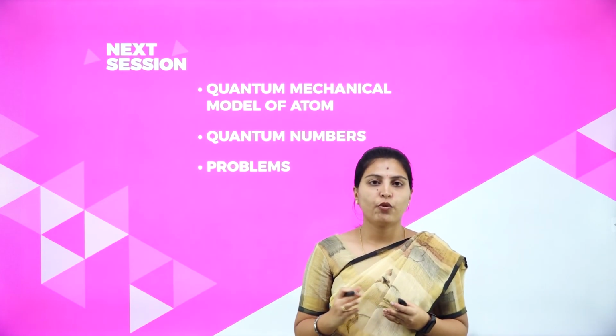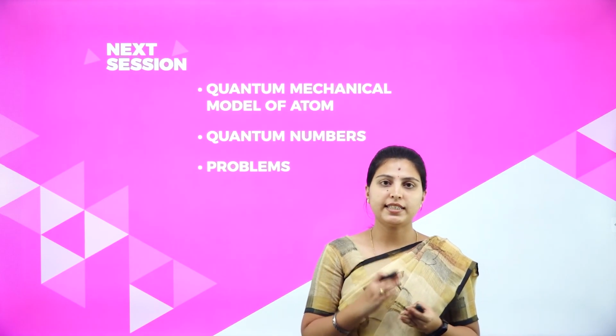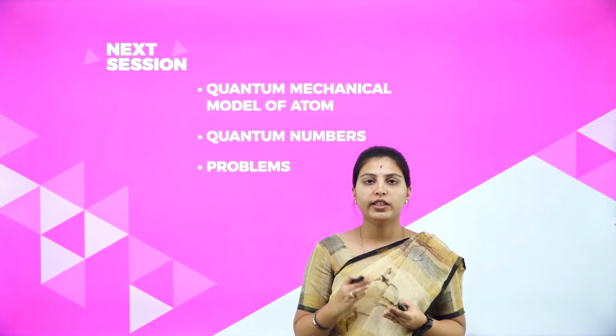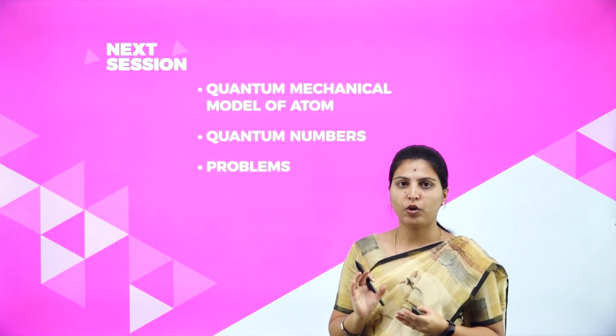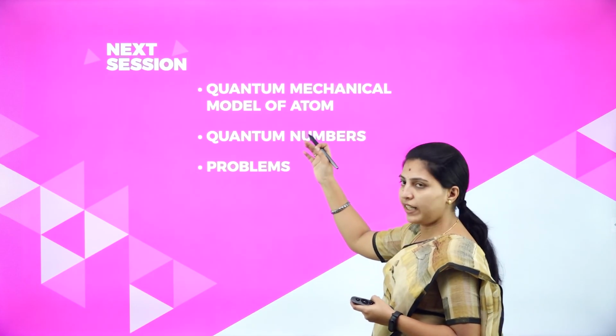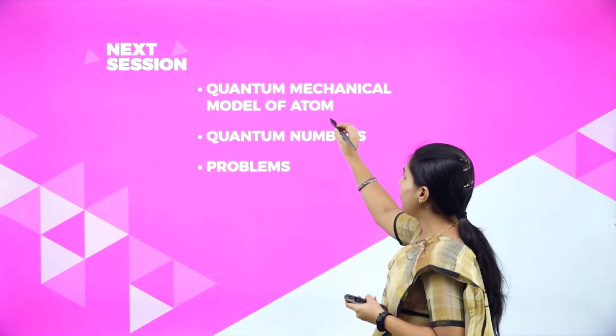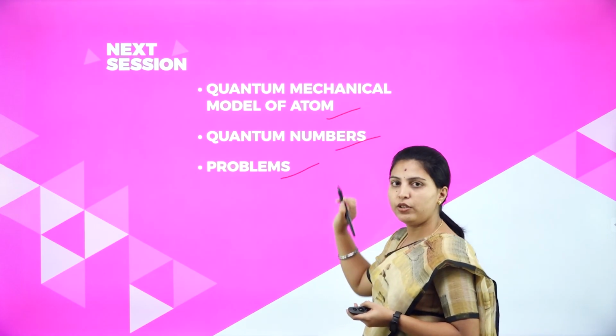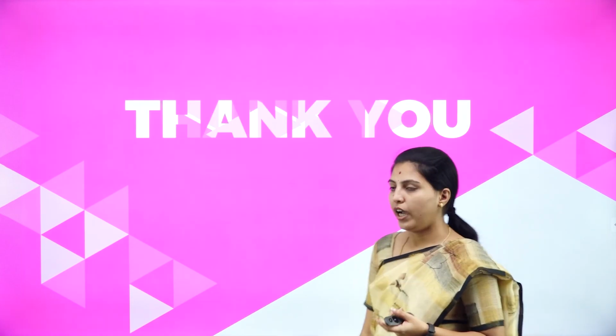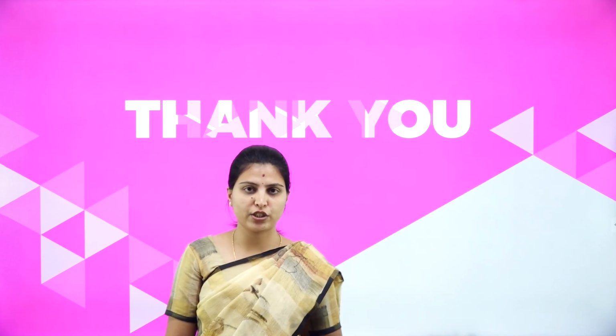These are the things we have discussed today about uncertainties and also the failures, overall the things of Bohr's atomic model. Now, in the next class, quantum mechanical model of atom and quantum numbers, regarding that we will solve some problems. I hope you have understood what I have discussed today.